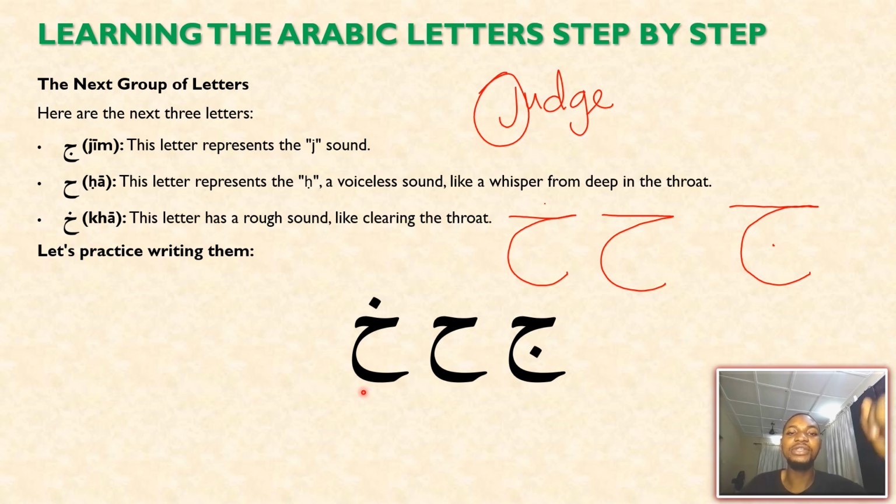So now we've learned Alif, Ba, Ta, Tha, Jim, Ha, and Kha, making 7 letters.